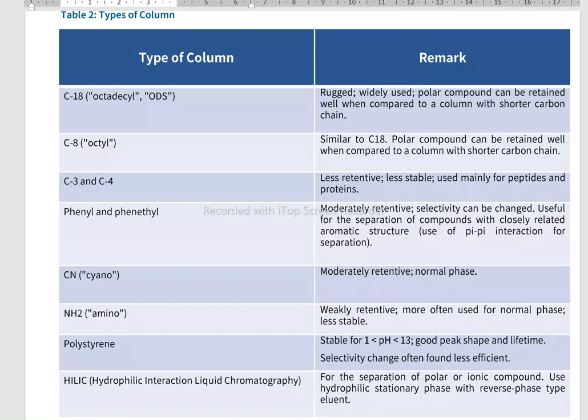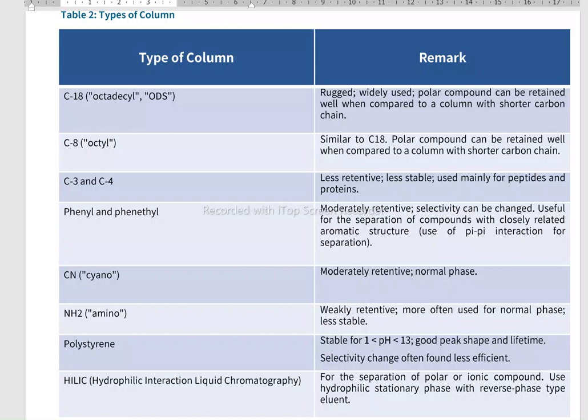Phenyl and phenylethyl columns: moderately retentive, selective, can be useful for the separation of compounds with closely related aromatic structure, using pi-pi interaction for the separation. Cyano column: moderately retentive, normal phase. It is a column which can be used in both reverse phase and normal phase. Amino column: weakly retentive, more often used for normal phase, less stable. This type of column can also be used in both reverse phase and normal phase.